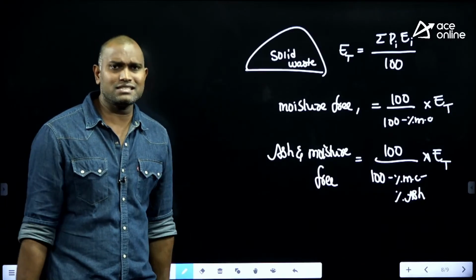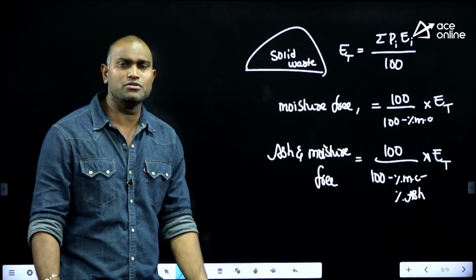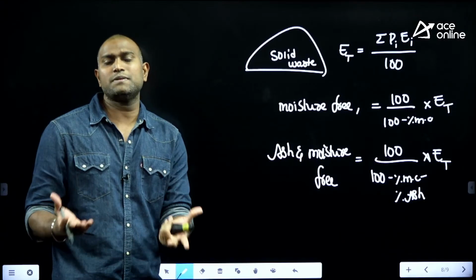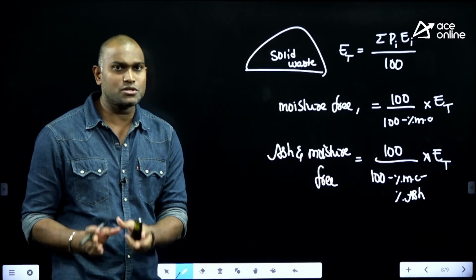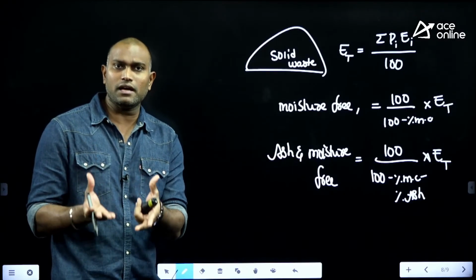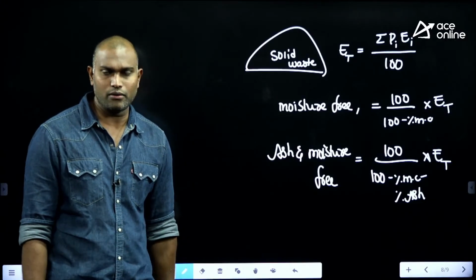And physical analysis is about finding the specific gravity. You can use the Marshall technique. 100 by specific gravity of the municipal solid waste is equal to the percentage of that component by the specific gravity of each component. Okay.